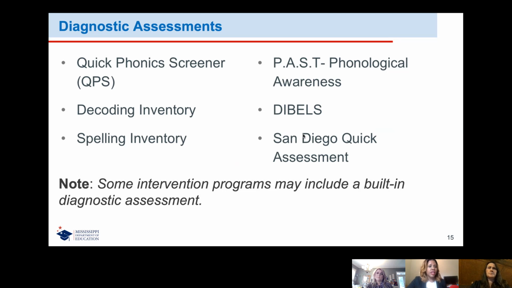The quick phonics screener. You may choose to do for students a decoding inventory, a spelling inventory, the PASS phonological awareness assessment, and that is a free assessment, DIBELS, and then the San Diego quick assessment is one that can be given for word identification from pre-primer or pre-K all the way to 12th grade. It's also important to note that some intervention programs that your district or school may have purchased may include a built-in diagnostic assessment. In addition, some of our screeners have the information to be considered a diagnostic assessment.